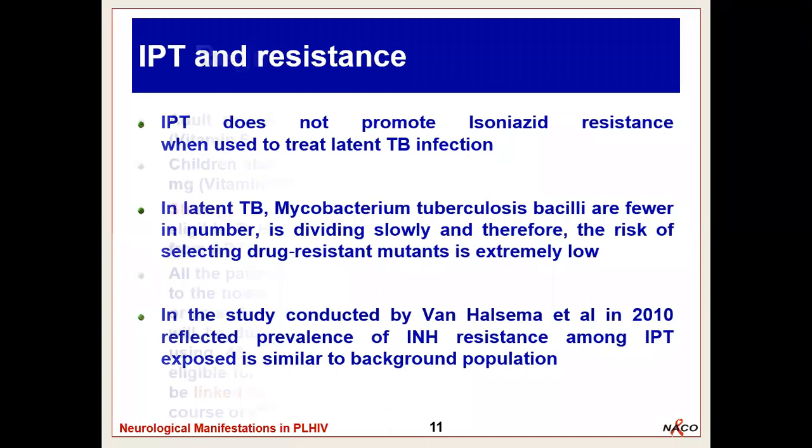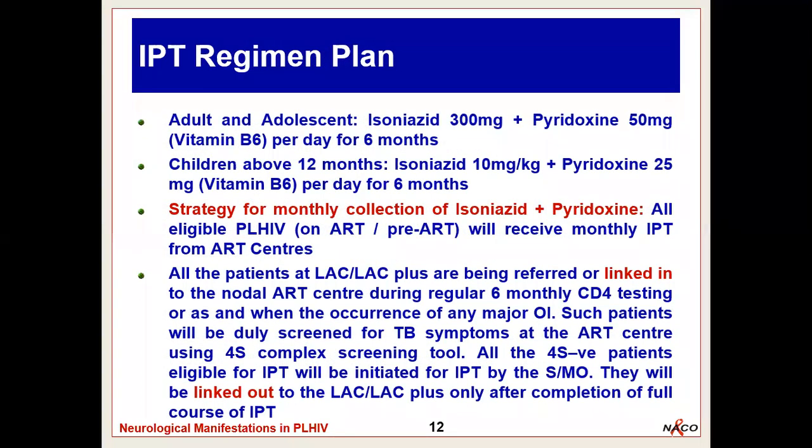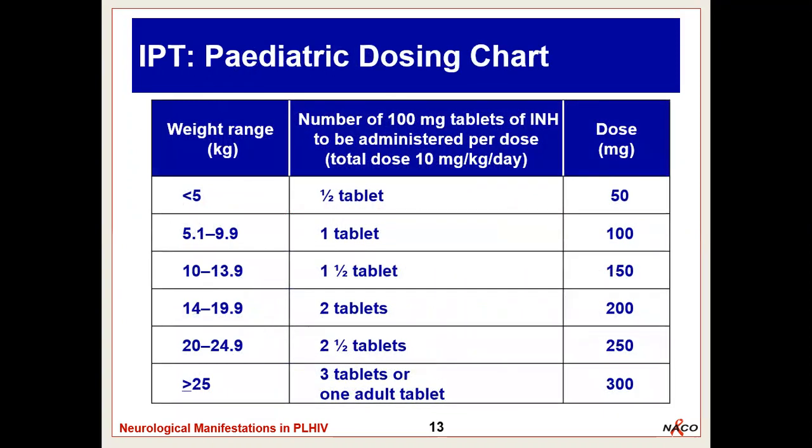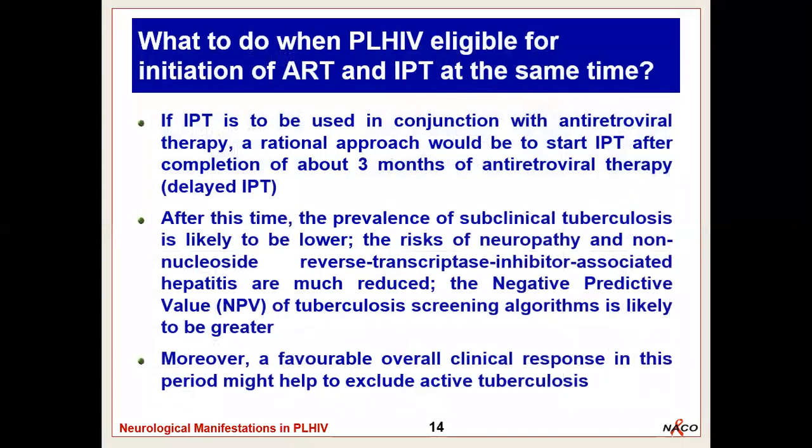Next, please. The regimen that we know for adults and adolescents is isoniazid 300 milligram plus pyridoxine for 6 months, and similarly for children above 12 months, you give isoniazid 10 milligram per kilogram plus pyridoxine, and that's for 6 months. Next slide, please. So this is the dosing chart, and I think we can avoid it. Next slide, please. Okay. So this is important.